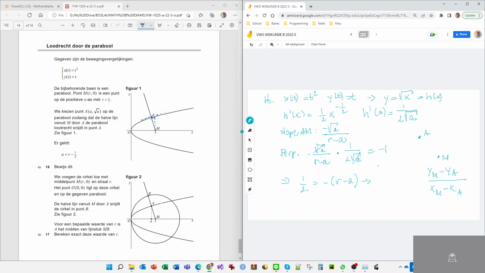So there should be a negative sign here. So I get minus 1/2 is minus r plus a. So a is r minus 1/2.